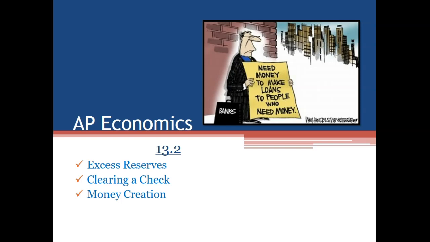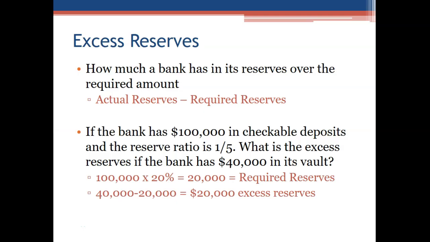So moving on, we're going to look at the excess reserves, clearing a check, and money creation. So excess reserves, little reminder, excess reserves is how much a bank has in its reserves above the required amount. So the equation I use is the actual reserves, also just reserves or cash on hand, minus the required reserves we've done before. So again, looking at the original warm-up, if the bank has $100,000 in checkable deposits and the reserve ratio is 1/5, what is the excess reserve if the bank has $40,000 in its vault?